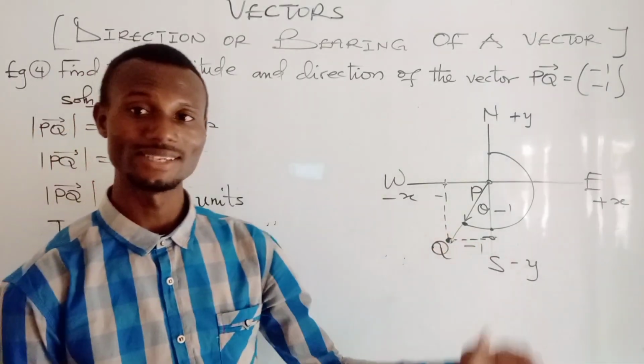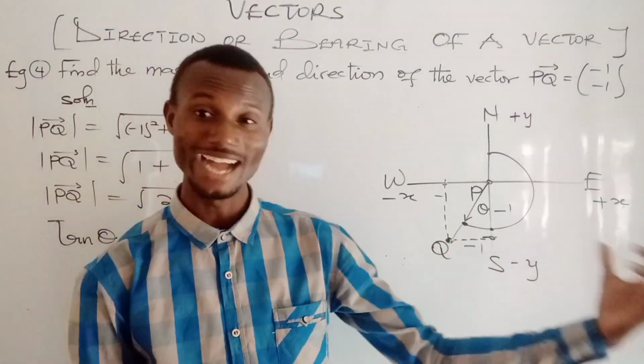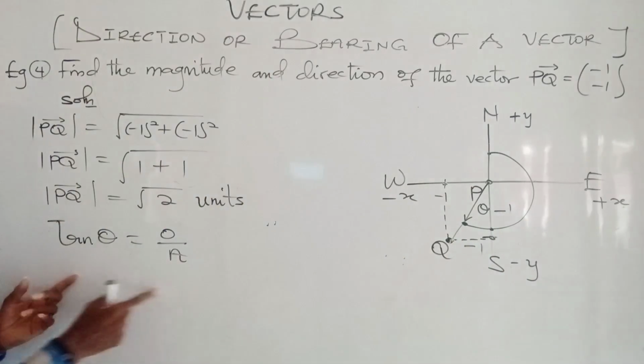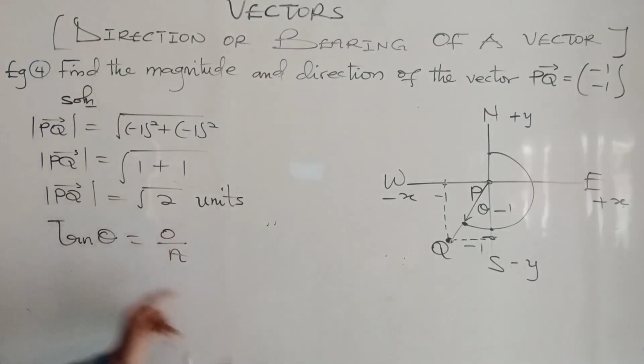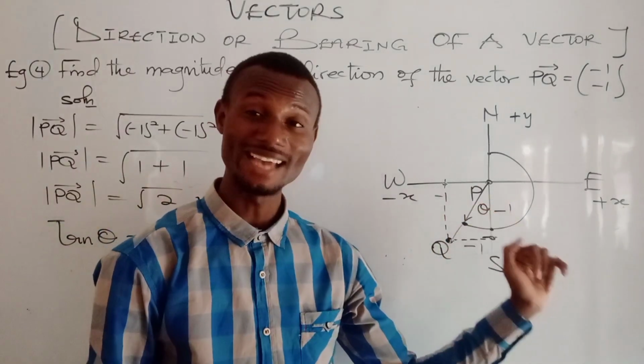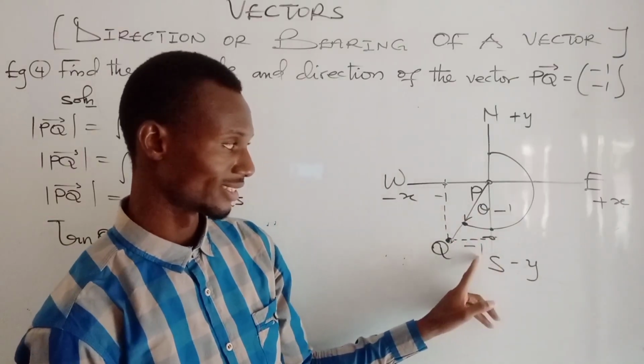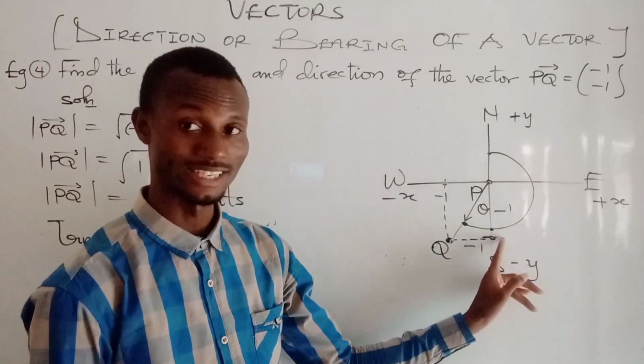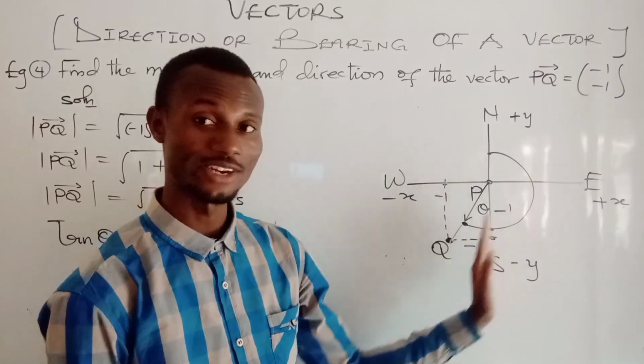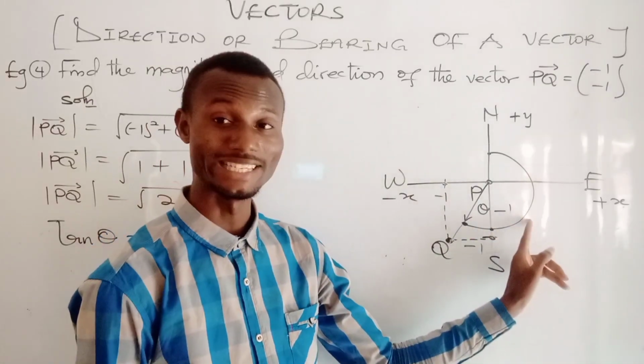But we are interested in the opposite and the adjacent because from the equation we need the opposite and the adjacent. So the opposite is the side of the triangle which is opposite to the angle theta, which is this side, and this is the adjacent. So we have both values to be -1, -1.